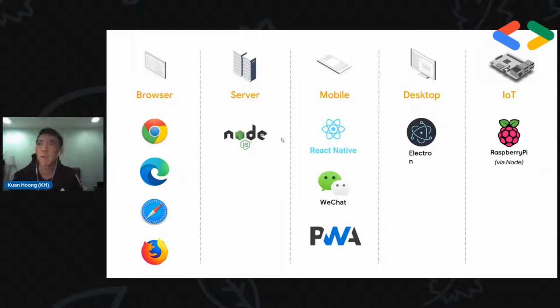Then we talk about mobile devices. You can run as React Native or WeChat or a Progressive Web Application, PWA. So all these mobile platforms support JavaScript. If you talk about desktop, you can run as Electron. Or for IoT devices, you can run, for example, a Raspberry Pi with JavaScript. So you can see the flexibility there. You can run all these machine learning models on any platform out there. That is the strength of having JavaScript.